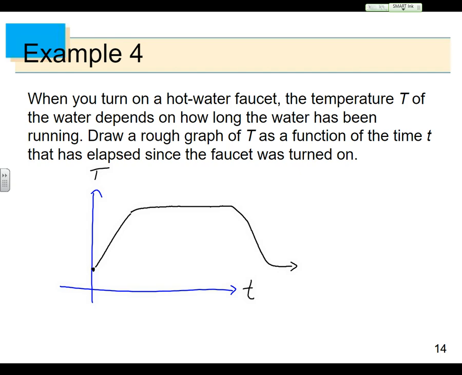Again, it's not going to have to be exact. Yours might not look exactly like mine. Same way with the homework. They're going to have you draw some. Yours might not look exactly like the way we're going to do it in class, but close enough is going to be good enough on this.